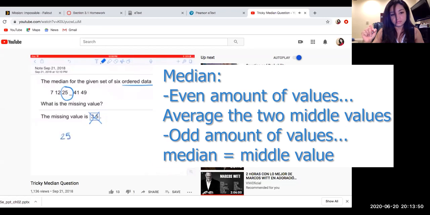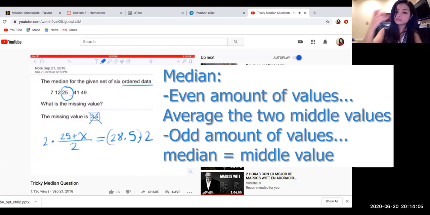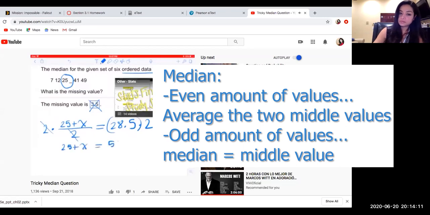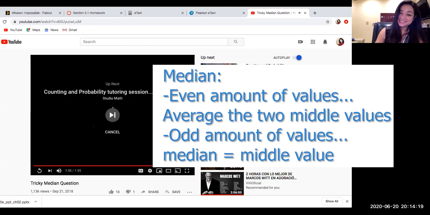So we get 25 plus x divided by 2 equals 28.5, the median. Now from here, we'll solve for x by multiplying both sides by 2. The 2's cancel. We get 25 plus x equals 57. Therefore, we find our missing value. I believe it's 32. Let's see, 57. Yep. And that's how you do it.